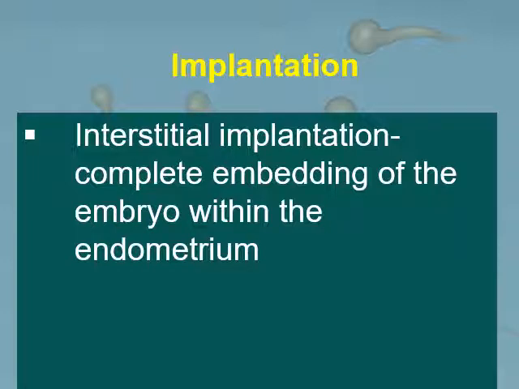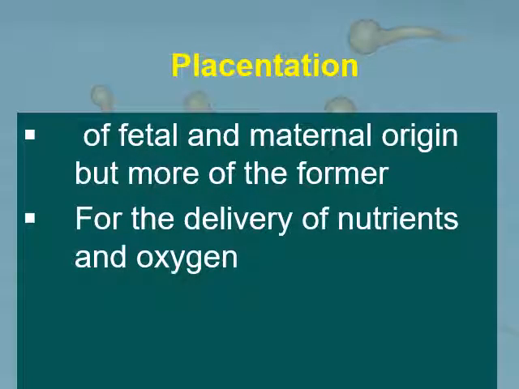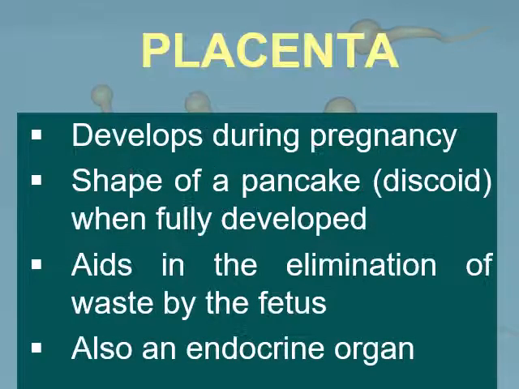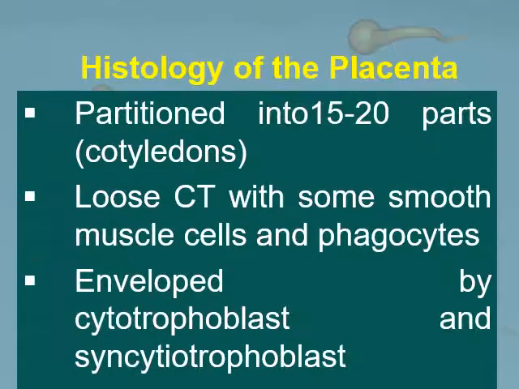So implantation, ano yung implantation? Interstitial implantation is a complete embedding of the embryo within the endometrium. Ang placentation naman is of fetal and maternal origin, but more of the former, for delivery of nutrients and oxygen. So the placenta develops during pregnancy. Anong shape niya? Shaped like a pancake, or discoid. Ano pa yung discoid? Di ba ang RBCs, tinatawag din siyang discoid cells. It is involved in the elimination of waste by the fetus and it is also considered an endocrine organ.